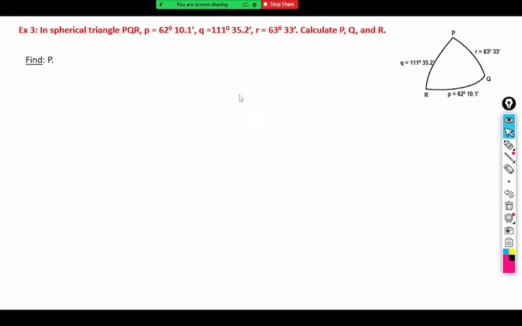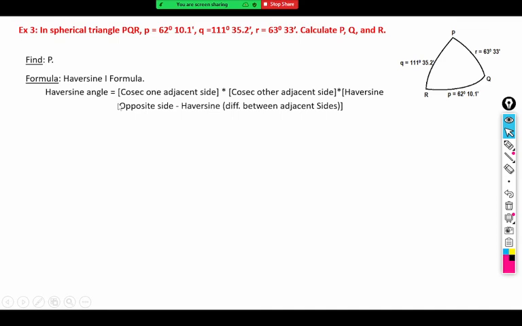Let me check. So here is the formula. The formula you should remember like this: Haversine of angle is cosec of one adjacent side into cosec of the other adjacent side into Haversine of opposite side minus Haversine of the difference between adjacent sides. This is the formula that you can learn by heart in words also.